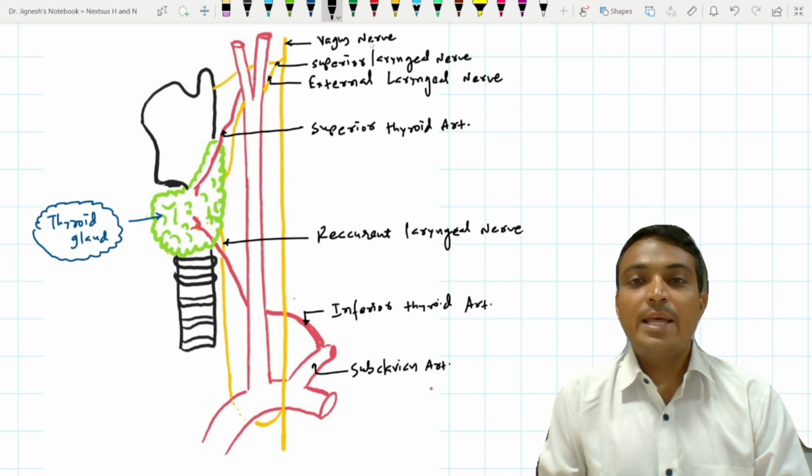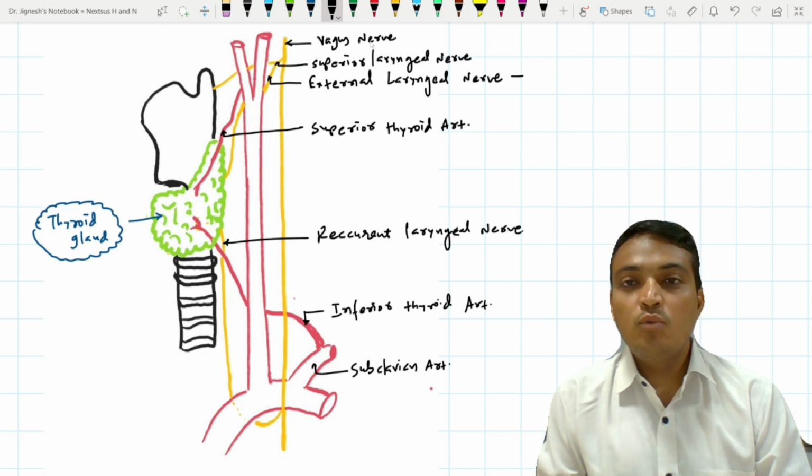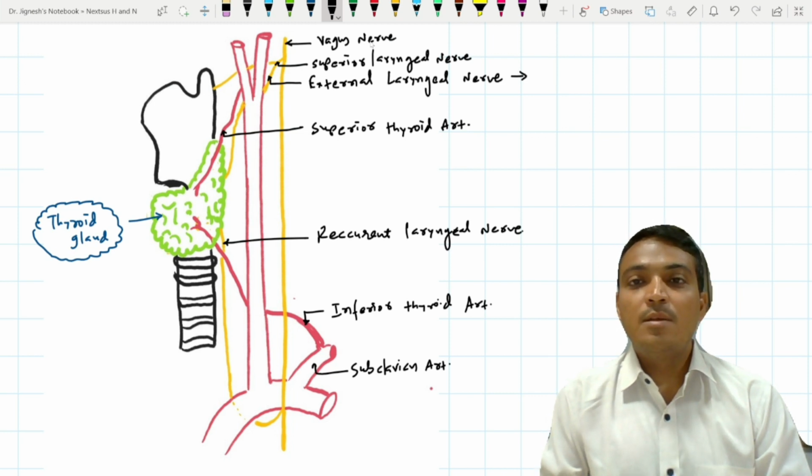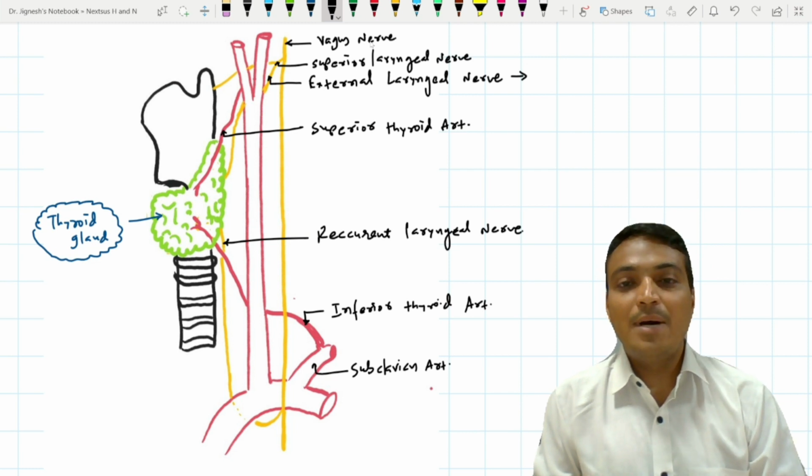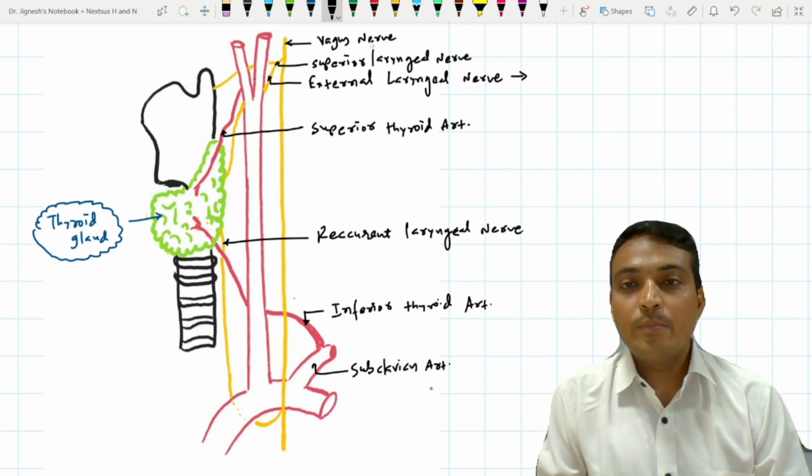This external laryngeal nerve gives nerve supply to the cricothyroid muscle of the larynx, and the rest of the muscles of the larynx are supplied by this recurrent laryngeal nerve.